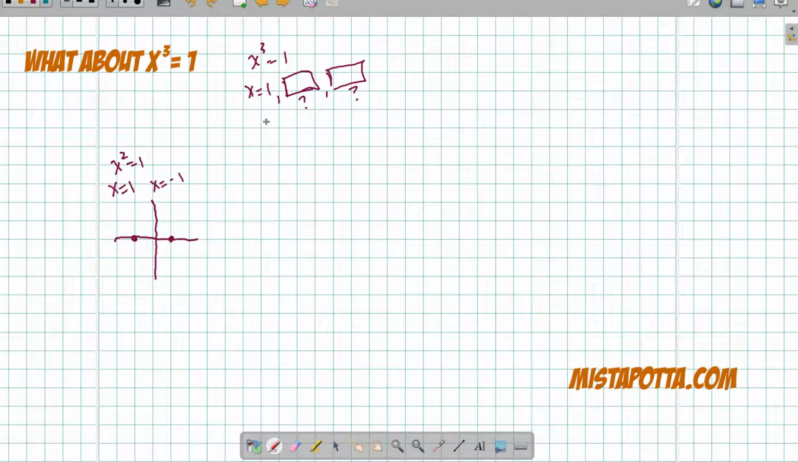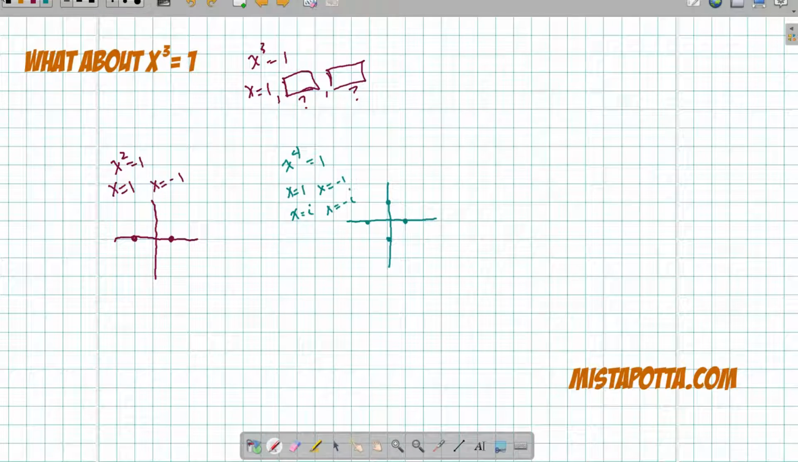If I take a look at x to the fourth equals 1, then of course I've got x equals 1, x equals negative 1, x equals i, and x equals negative i. But again, graphing those on the real imaginary plane, I'm going to notice that they're going to be 1 and negative 1 and i. Remember, i is the imaginary axis, so it's basically our y-axis, and negative i.